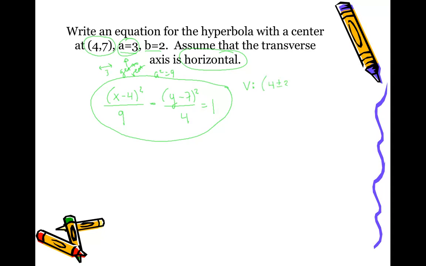4 plus or minus 3, 7. I can get them without the graph, which means that I would have vertices at 7, 7, and 1, 7.